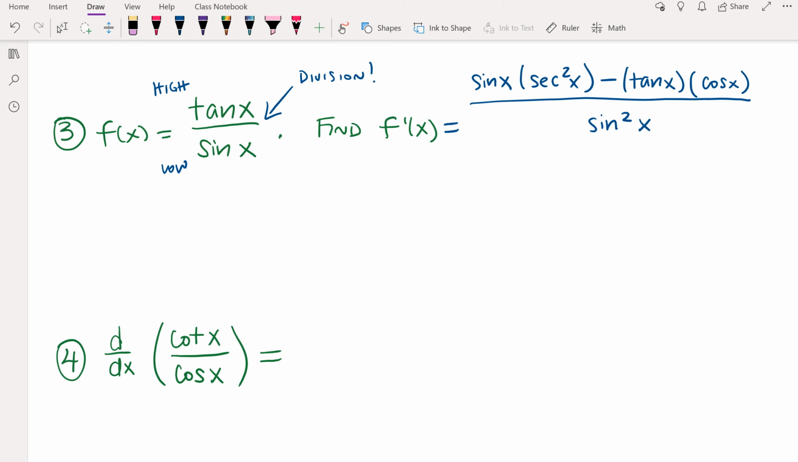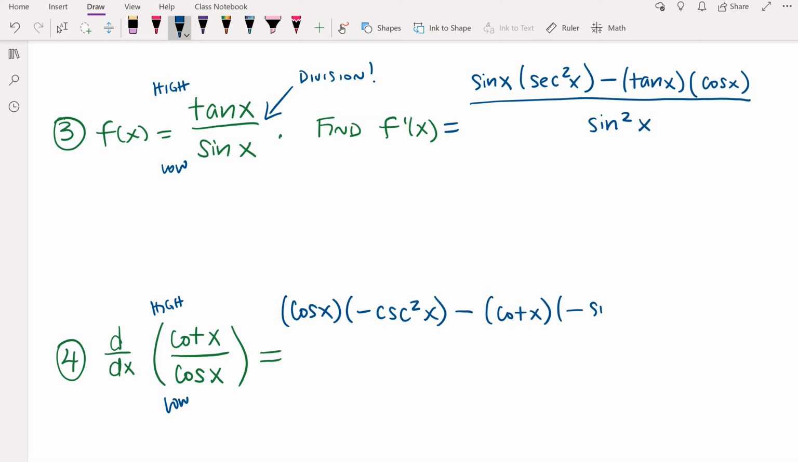All right, so again, we have a quotient, and so we have a high function, a low function, and we're going to do low, d high, so low is cosine x, d high is the derivative of cotangent x, which is negative cosecant squared x, minus high d low, so copy high, cotangent x, then multiply by the derivative of cosine x, because that's the low. Derivative of cosine is negative sine x, all over low, low, which would be cosine squared x. And that would be our derivative.